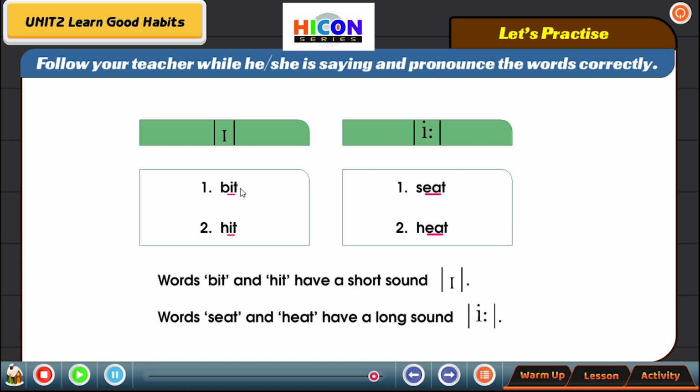Okay. So the words like bit, hit have a short E sound. When we say seat, heat, these kinds of words have a long E. This is the symbol for the short E and this is the symbol for the long E. This is a short sound and this is a long sound. So this is bit, hit, seat, heat.